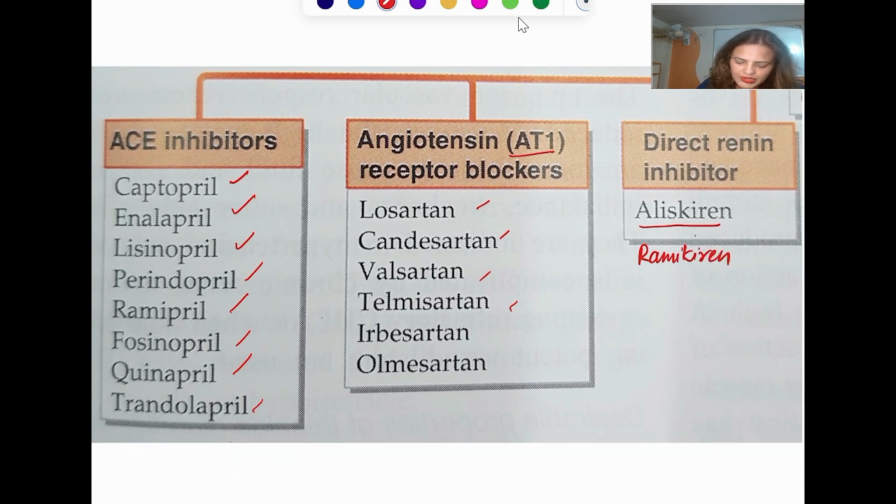So what is common in these drugs? All of these end with pril. All of these end with sartan, and this drug ends with this. Okay. Now coming to the first one, ACE inhibitor, captopril. This is the prototype drug, or the first drug of ACE inhibitors, which was introduced in 1977.